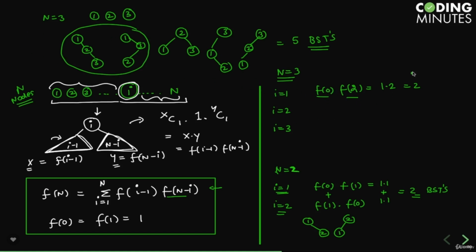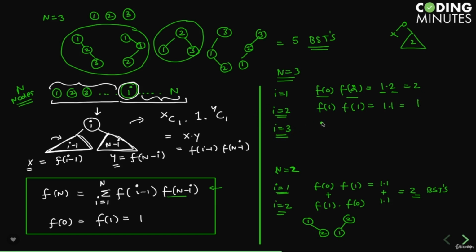F of 0 is 1. That means for the left part there is no such node, and for the right part there are two such nodes, and those two nodes can be arranged in two ways. Because there are 0 nodes on the left, there can be only one way, so it becomes 1 into 2, that is 2. When you have I equal to 2, this becomes 2 minus 1, 1 into 3 minus 2, that is 1, so it is 1 into 1. So when you have 2 as a root node, there is only one BST possible, so it becomes 1.